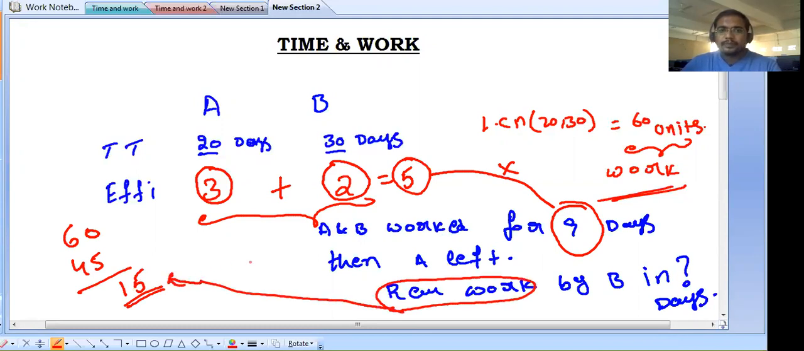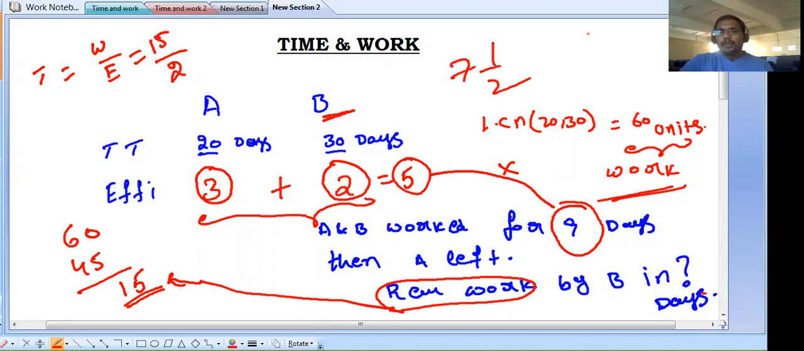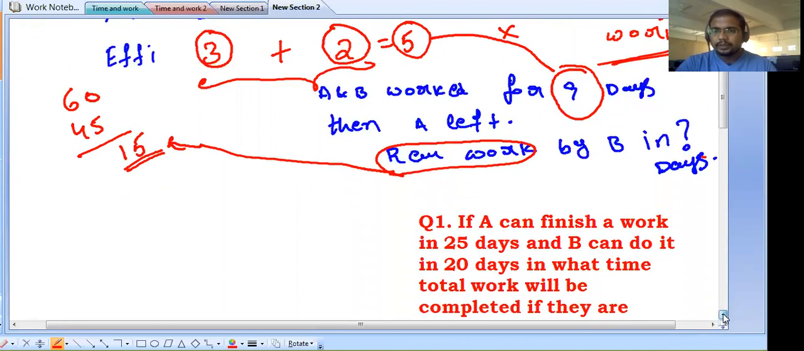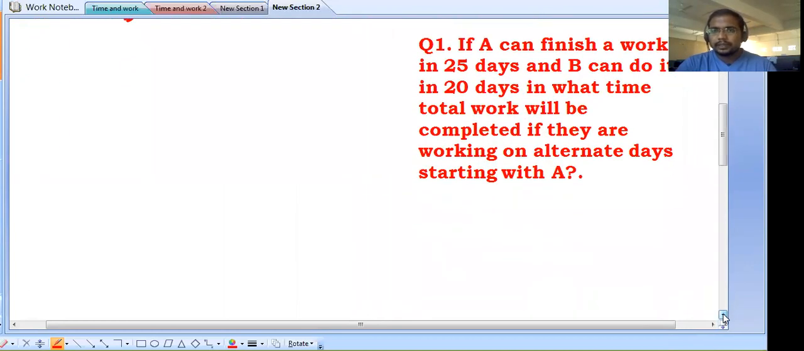Remaining work, 15 units, is assigned to which person? B. In how many days? That is, time is equal to work by efficiency. What is work here? 15 units is remaining work. Efficiency 2. That is 7.5 days he will take. So same process, somewhat the same process we will approach here to solve the questions.